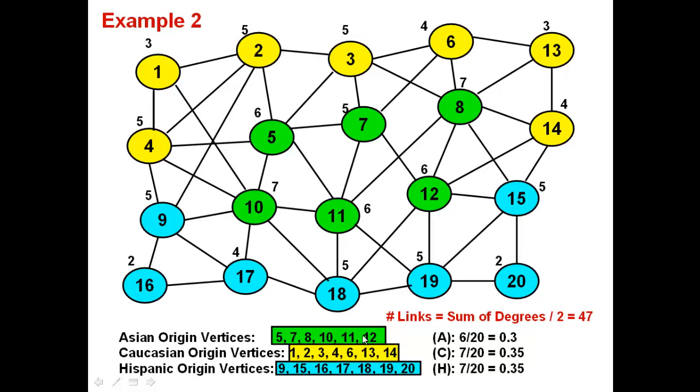Alright, so the total number of links in this graph is again the sum of the node degrees divided by 2, which is 47. So you see why in a large graph like this, it's very easy to make a mistake if you're manually counting the number of links. So it's a good idea to just find the node degrees, sum all the node degrees and divide by 2 to get the number of links.